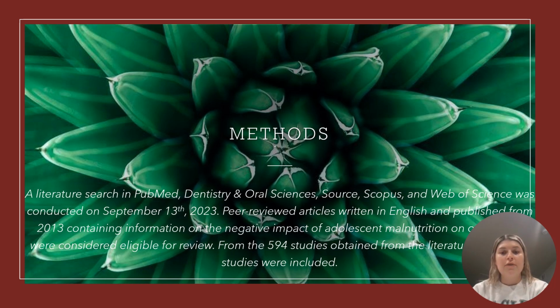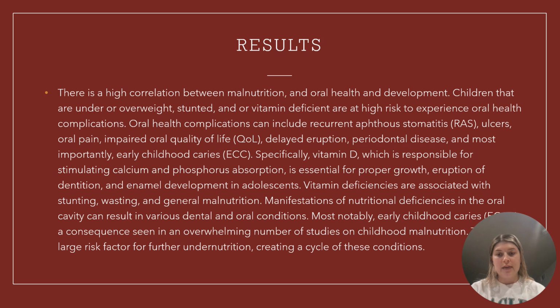So we did a literature review and we searched in PubMed, Dentistry and Oral Sciences Source, Scopus, and Web of Science. We looked at peer-reviewed articles, and one of our criteria was that they had to be in English. They could be no older than 10 years old, and they had to contain information relevant to the impact of malnutrition. And we looked at 594 studies, and of those studies, we included nearly 80 of them.